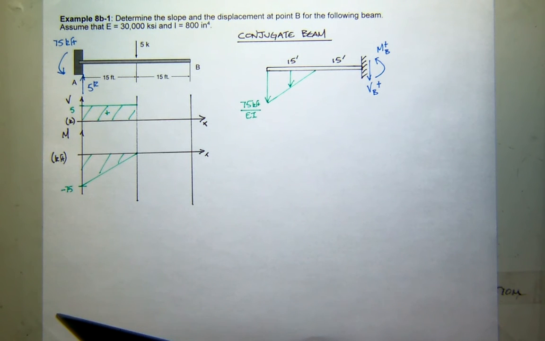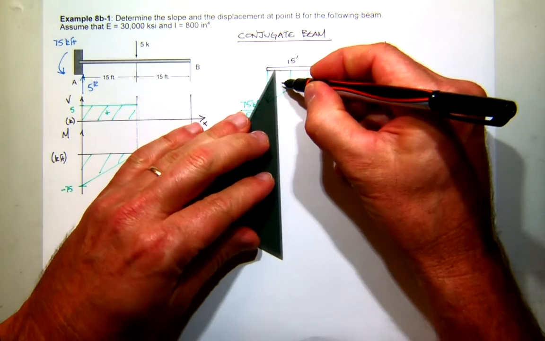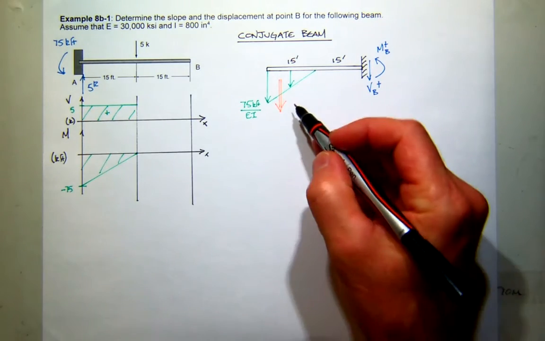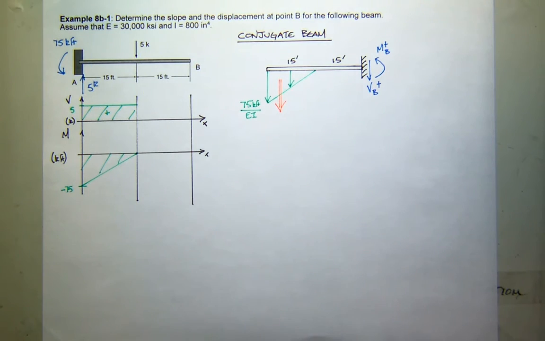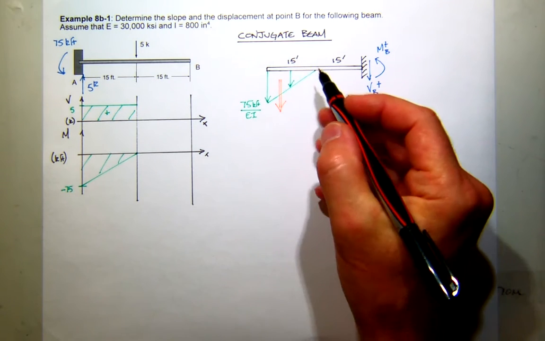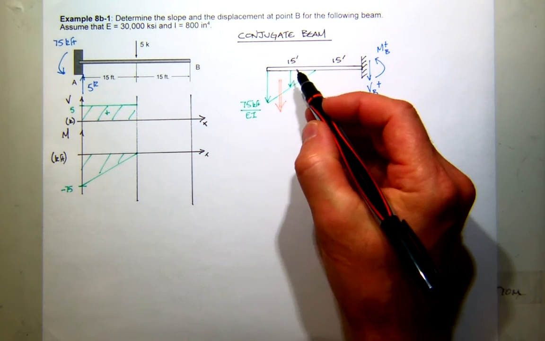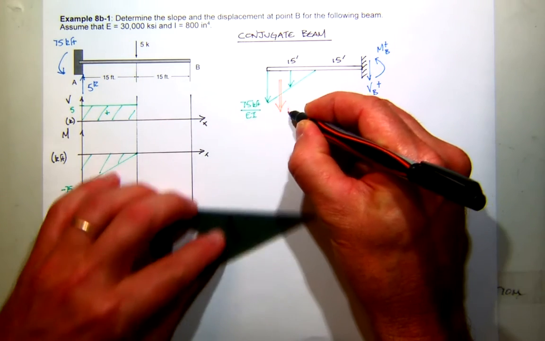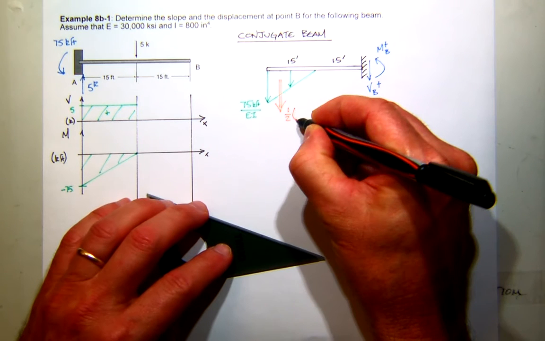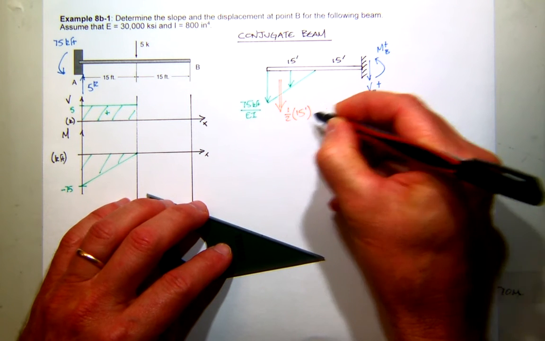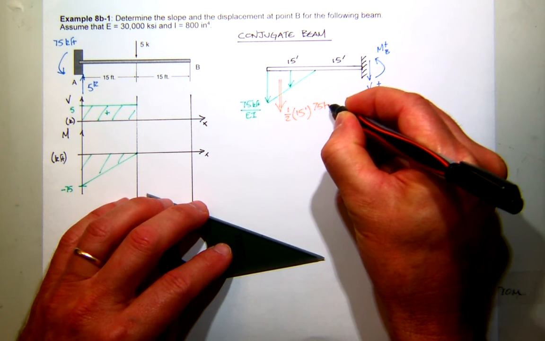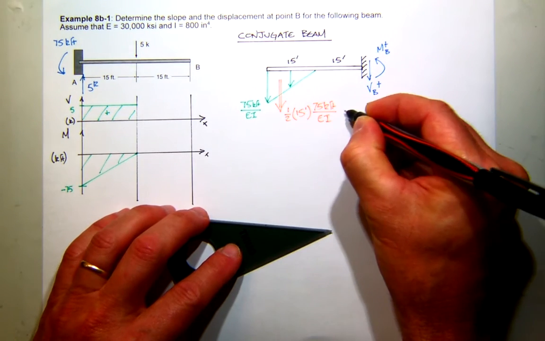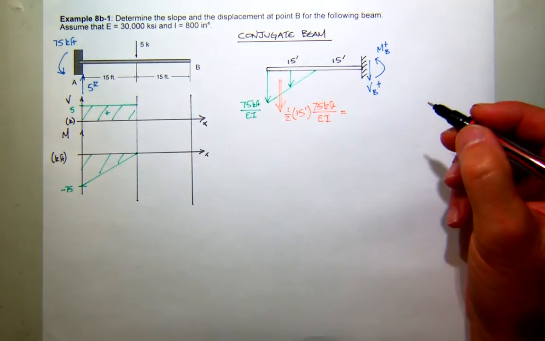So to make it a little easier on myself, I'm going to come in here and turn this distributed force into a concentrated equivalent. What would be the value of that force? It's the area of the triangle, which is 1/2 base, which is 15, times height, which is 75 kip feet over EI. What was that again, Mr. Rippey? 2,250. Really?